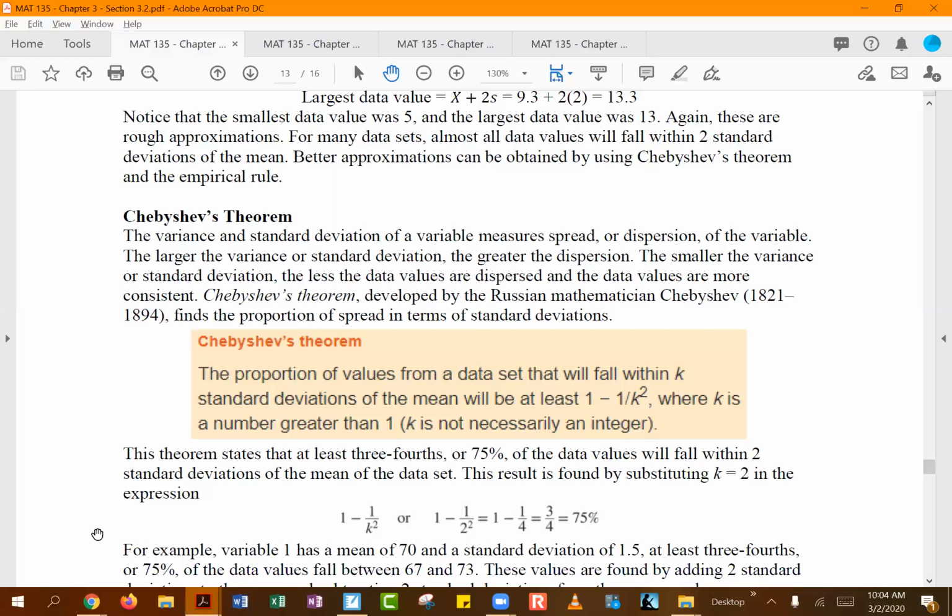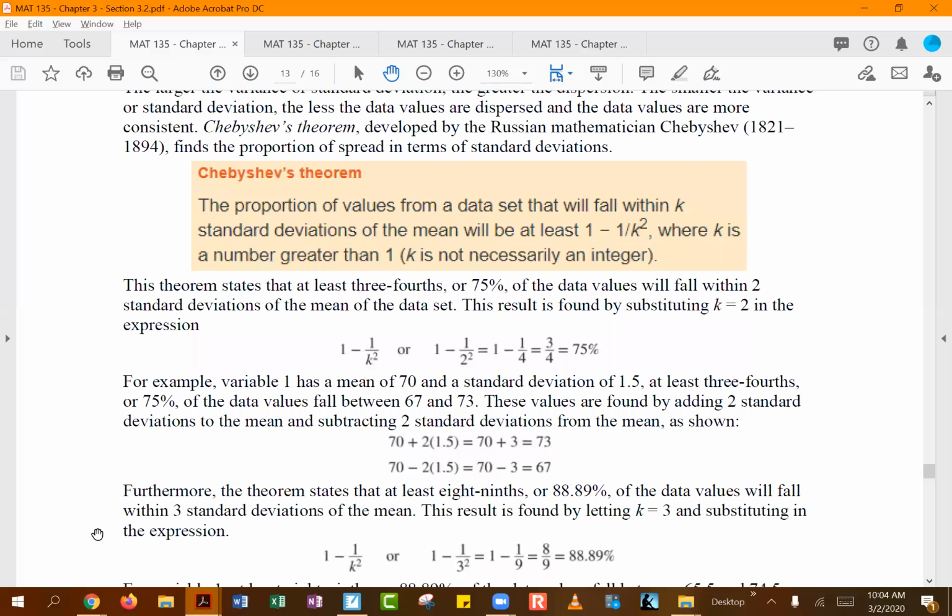So this is what they're talking about. K can be a decimal value. It doesn't have to be +2, -2, and stuff like that. This is going to be the critical part of Chebyshev's theorem, remembering this 1 minus 1 over K squared. And I think you have this in your note card handout.